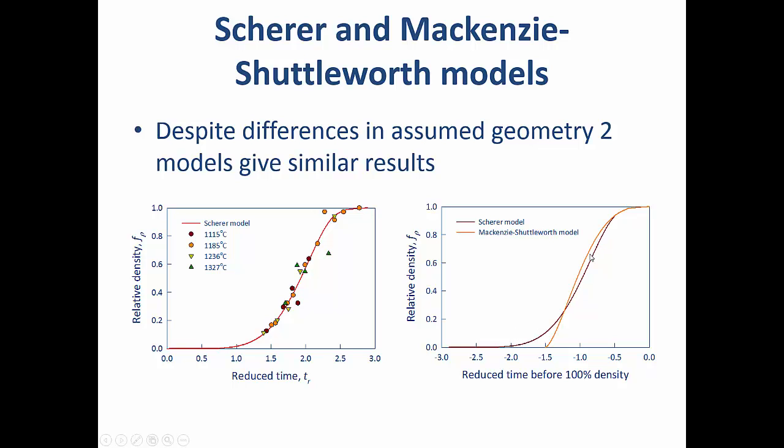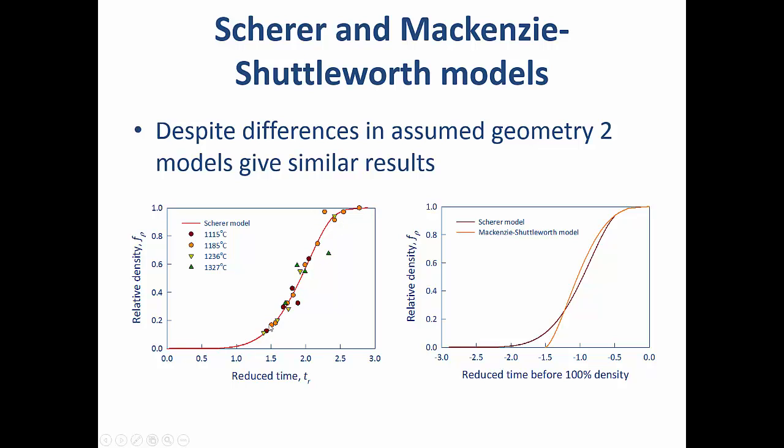So this is showing the Shearer model and the Mackenzie-Shuttleworth model plotted together, taking the reduced time before 100% density. So effectively I plotted it on a negative scale here, taking my endpoint as being the time t equals 0. That's easier to enable a comparison of the two models. Obviously they're identical in the region where you've assumed the Mackenzie-Shuttleworth model because you've got closed porosity. Below that, the shapes of the curves are not identical and clearly come down to this axis at a different place, but they're surprisingly similar.